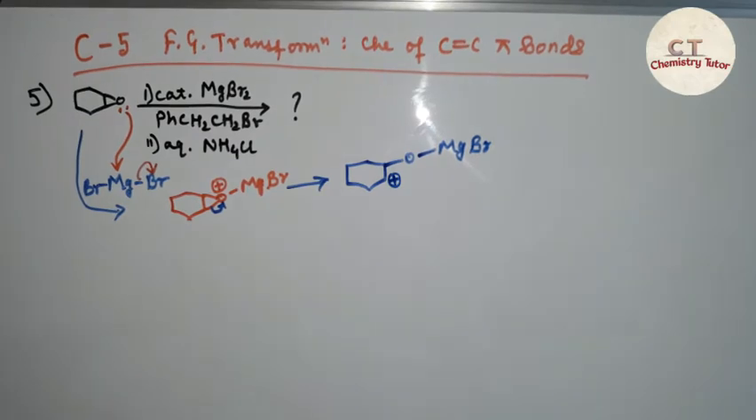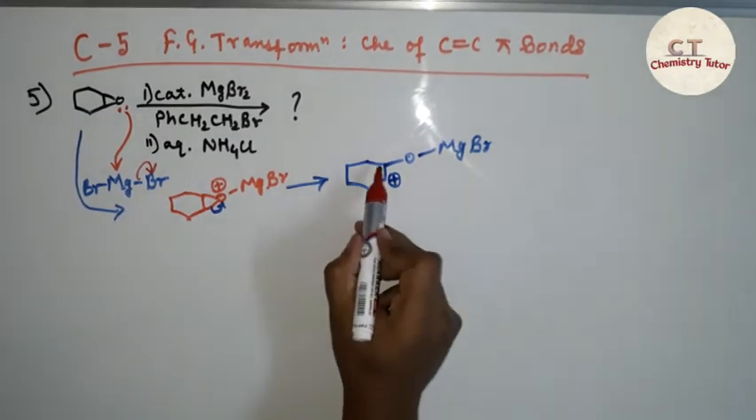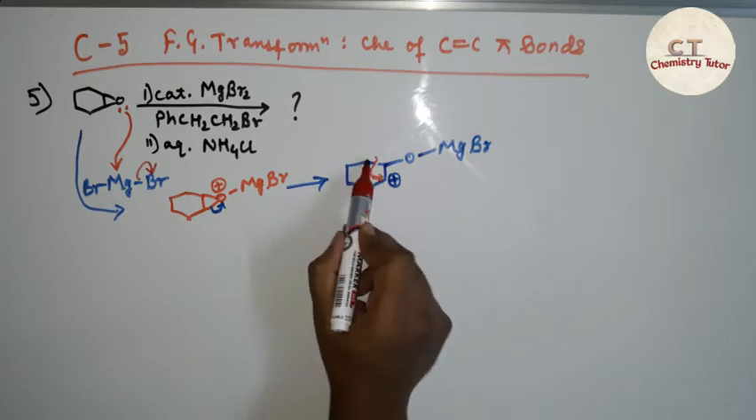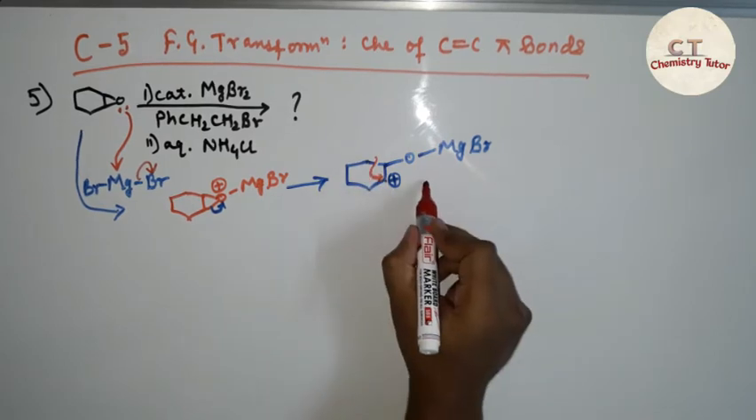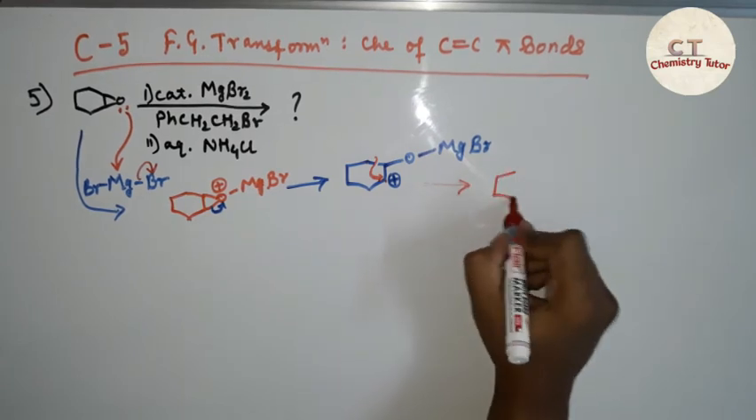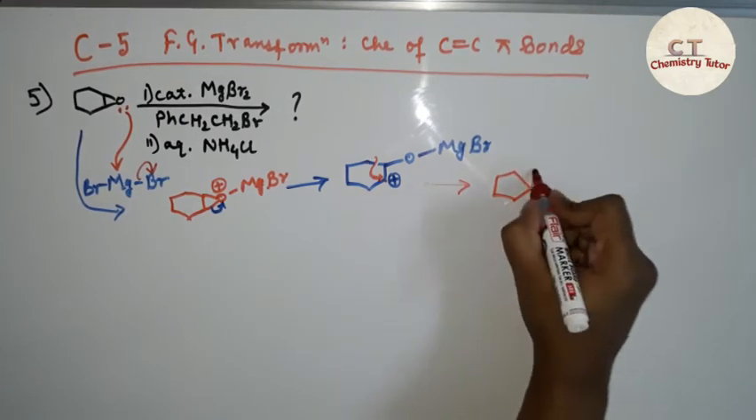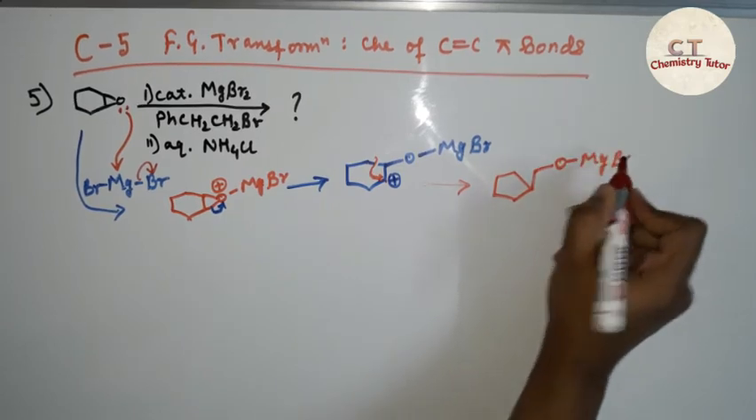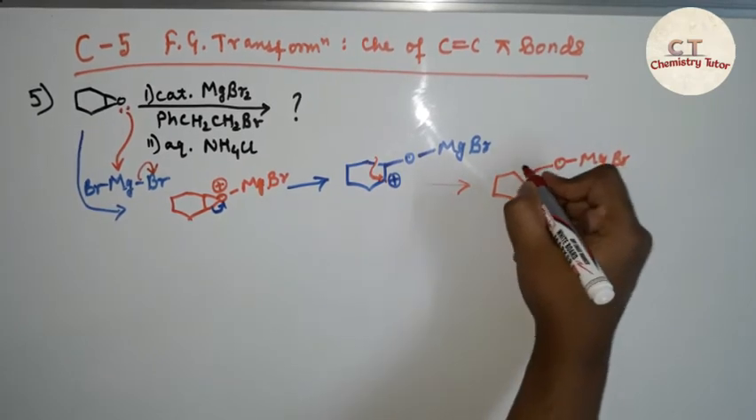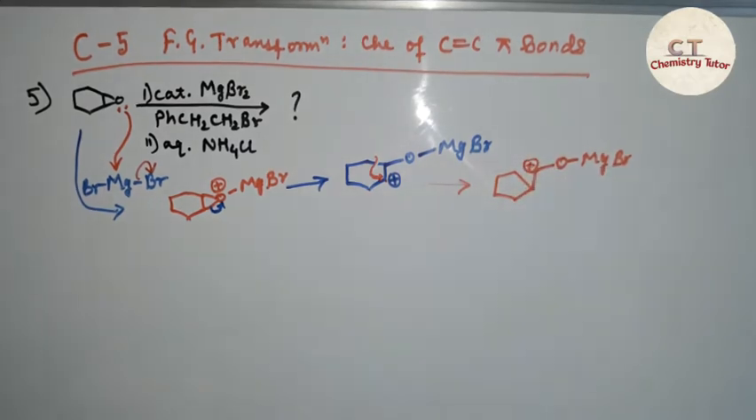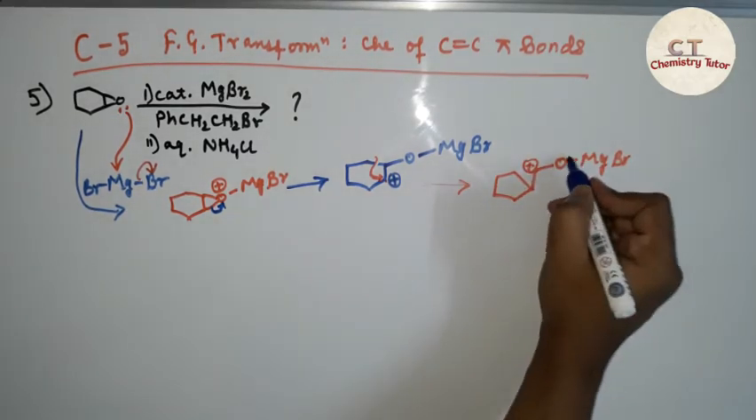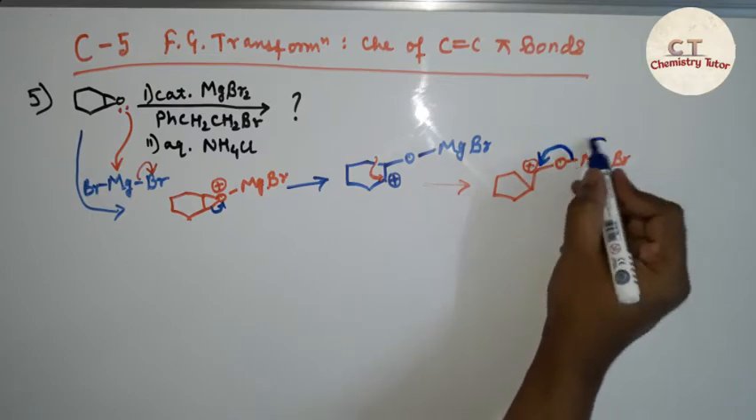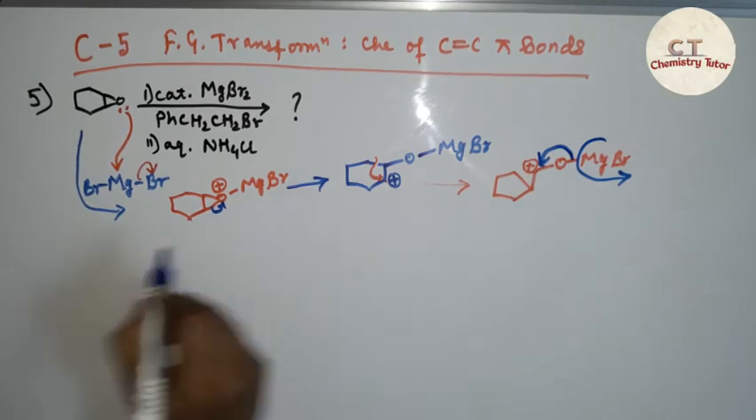And then in the next step a rearrangement is going to take place. So this bond will break and this carbon will get attached to this carbon, and it will give us a 5-membered ring: carbon, oxygen, MgBr, and this time this carbon atom has a positive charge. And then in the next step, this positive charge is further stabilized, this bond will break, MgBr will leave, and there will be a double bond.